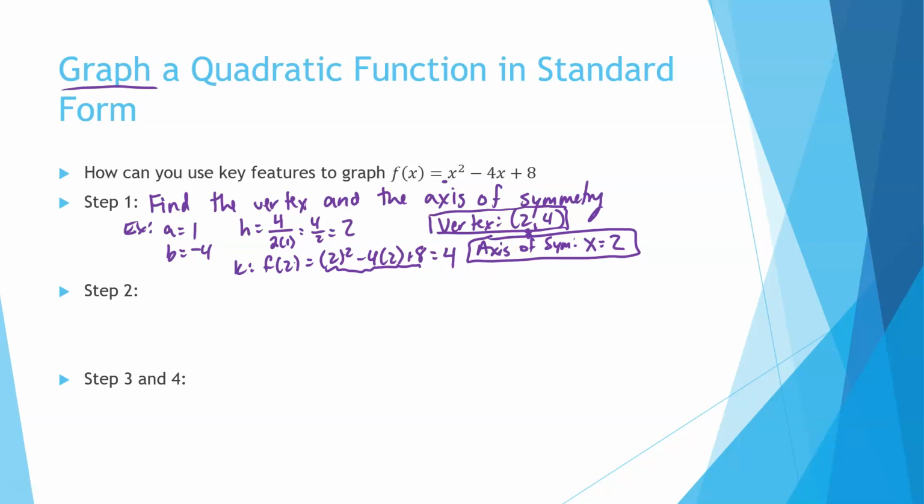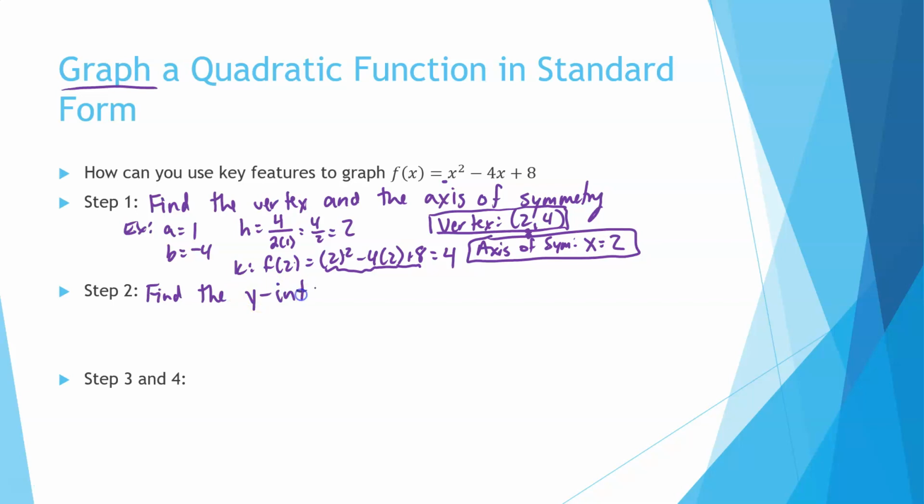Now, in order to graph a parabola, we need to find at least one other point. Historically, I've always liked to try to find 2 more points, so a total of 5. But in this section, they only require you to find 1 more. So the second step then is to find the y-intercept.